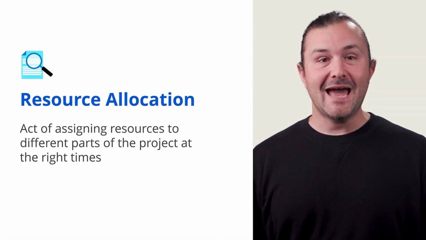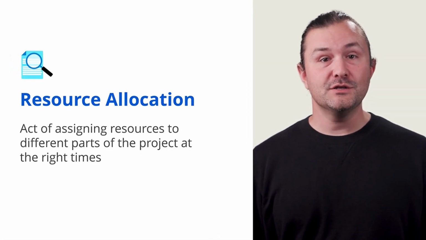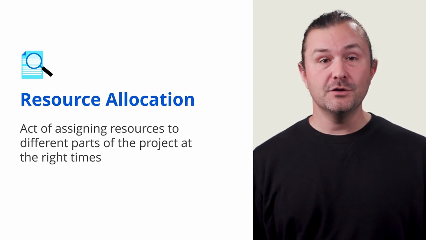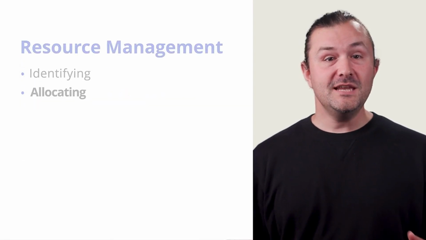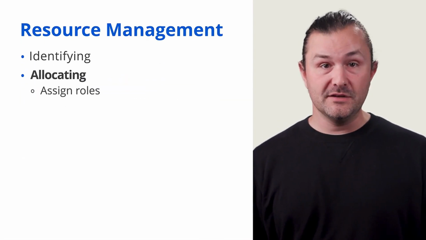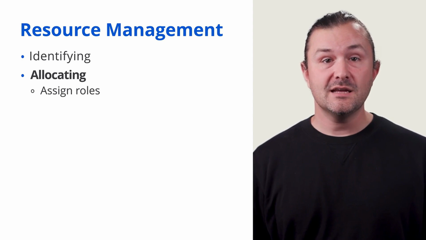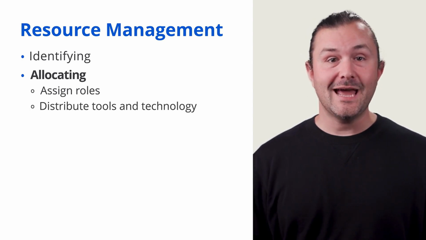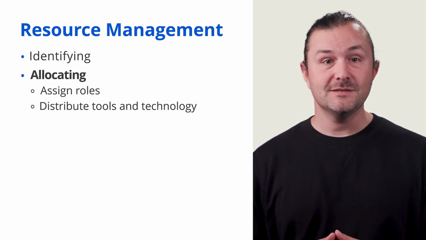Resource allocation is the act of assigning resources to different parts of the project at the right times. Team members, tools, and technology should all be allocated. For team members, assign roles by clearly defining who is responsible for each task. Then, distribute tools and technologies to ensure all team members can access the necessary tools and resources.